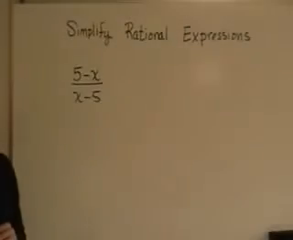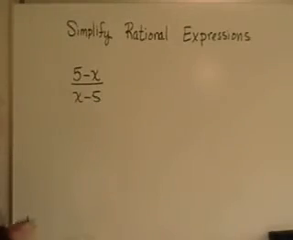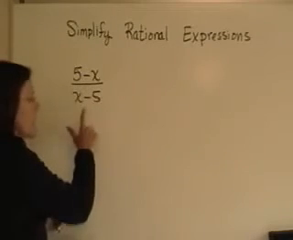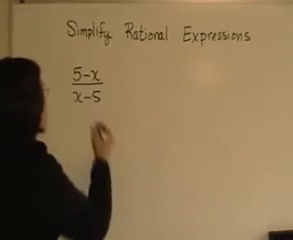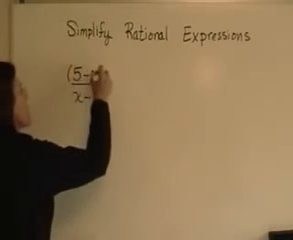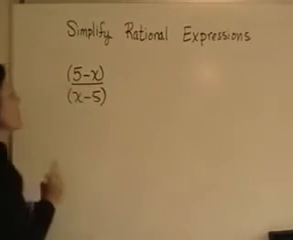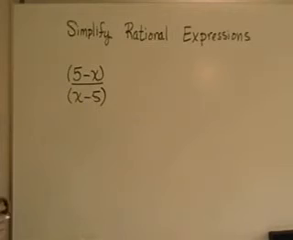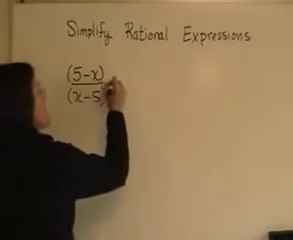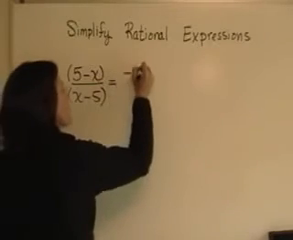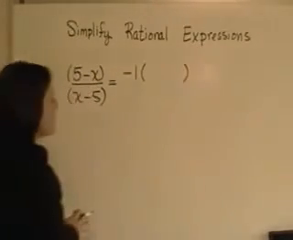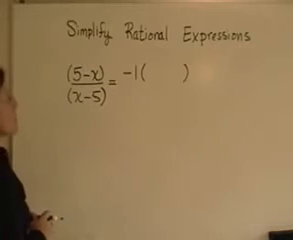This is a very basic concept that people often struggle with. 5 minus x and x minus 5 are not exactly the same. Even if I put them in parentheses and look at those as two binomials, subtraction is not a commutative process, so you cannot just cross those off. What I'd like to suggest is that you consider factoring out a negative 1 out of either the denominator or the numerator. I'm going to go with the numerator in this case.